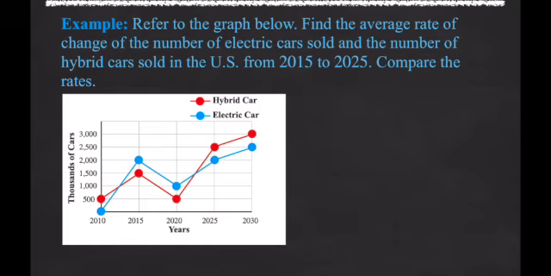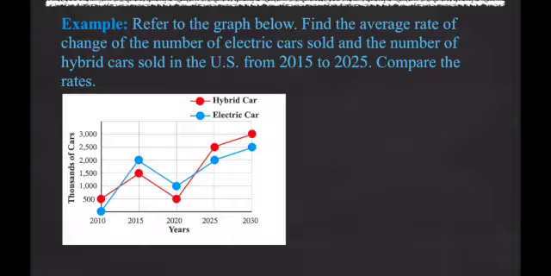So find the average rate of change of the number of electric cars sold and the number of hybrid cars sold in the U.S. from 2015 to 2025. We want to compare the rates. So notice we have 2 graphs. The red graph is for the hybrid cars, and the blue graph is for the electric cars.